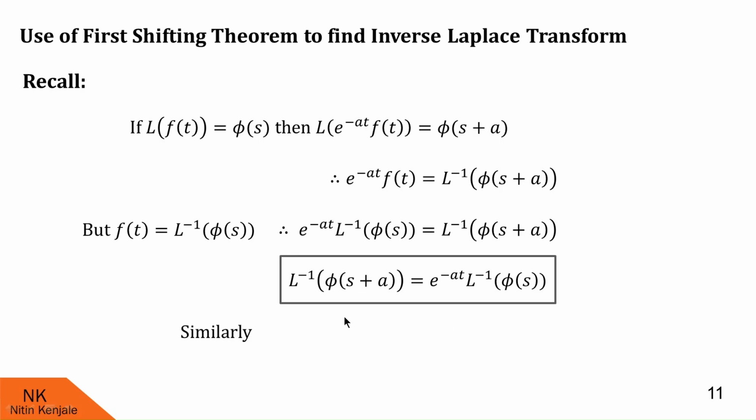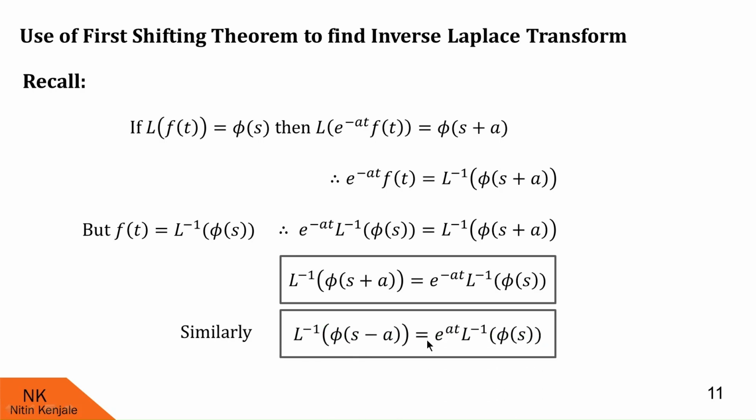Similarly, L inverse of phi of s minus a can be written as e raised to at into L inverse of phi of s. That means if you want to find out L inverse of phi of s minus a, then simply find L inverse of phi of s and multiply it by e raised to at, where phi of s is obtained from phi of s minus a by replacing every s minus a in phi by s. I hope you understood this. Now let us see examples.